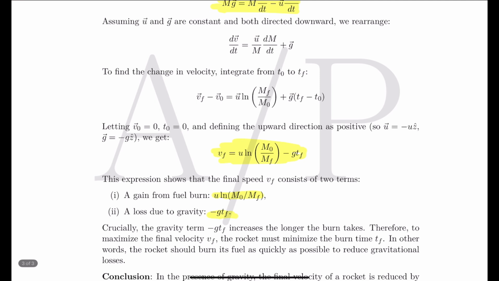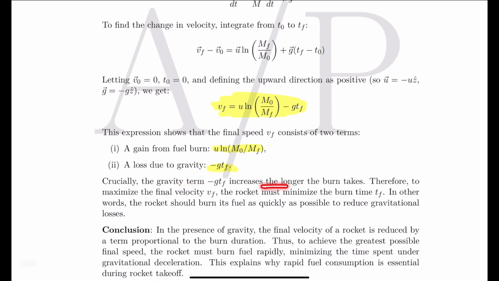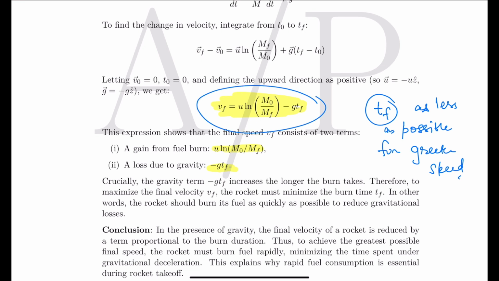This expression shows that the final speed Vf consists of two terms: u ln m0 divided by mf, and minus g tf. Critically, the gravity term increases the longer the burn takes. That means you have to burn fuel as quickly as possible. So tf has to be as small as possible for greater speed. That is the quantitative interpretation from the final velocity formula.